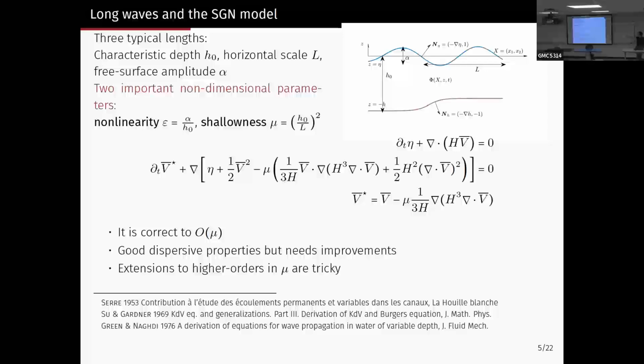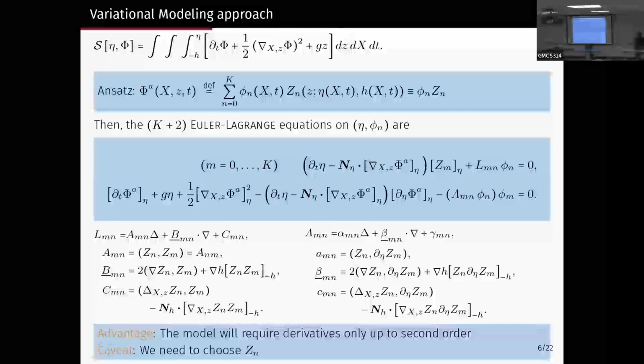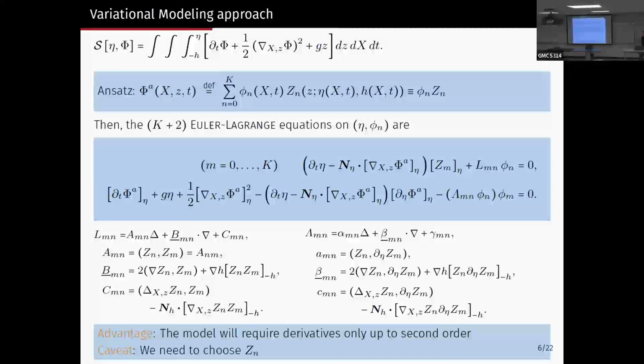Another characteristic is that, for example, if you get mu equal to 0 here, you get the nonlinear shallow water equations, or the Saint-Venant equations. So this equation appears as an asymptotic correction of the nonlinear shallow water equations. So what we did here, and how can we model this problem variationally?